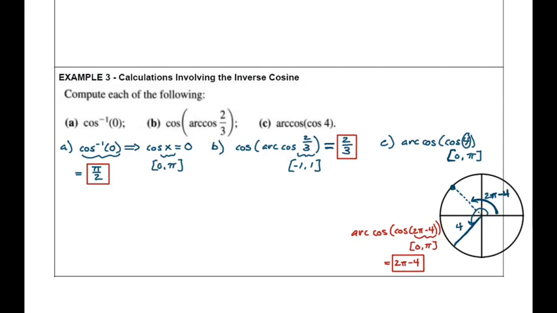So the process here is, specifically for when the interior is cosine or sine or tangent, if that angle is outside my restriction, then I have to try and find another angle that is within my window so that I can evaluate. So that's what I had to do to find 2 pi minus 4.